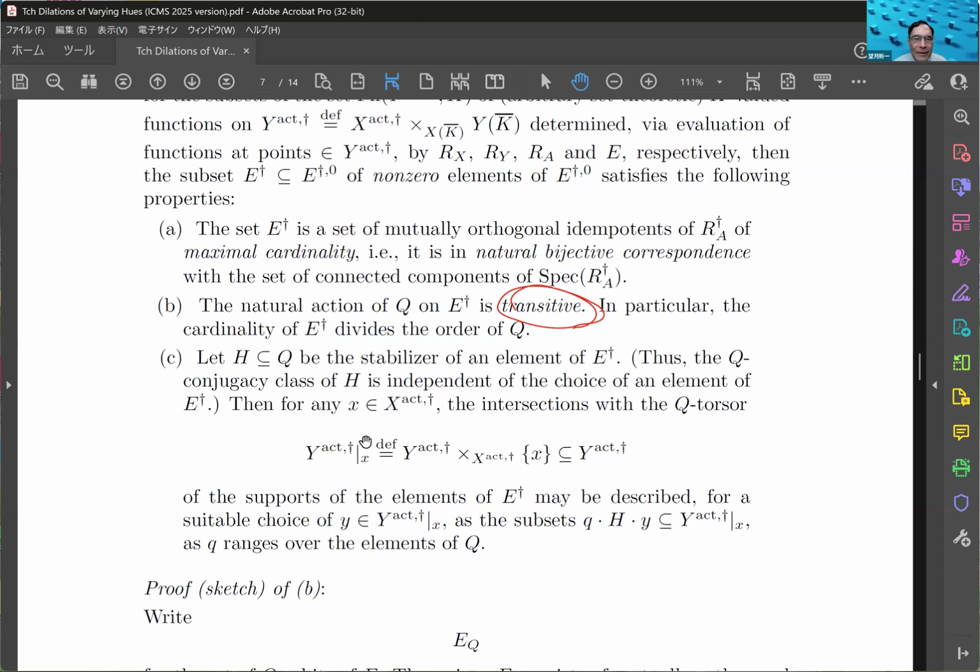And also, on each fiber over a point lowercase x of uppercase x act dagger, each fiber is a Q torsor. And so when restricted to such a fiber, the supports of the idempotents just look like various cosets with respect to this subgroup H, which is the stabilizer of any element of E dagger. So the Q conjugacy class of H is independent of the choice of an element of E dagger.